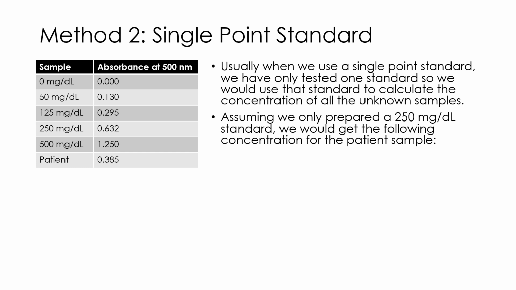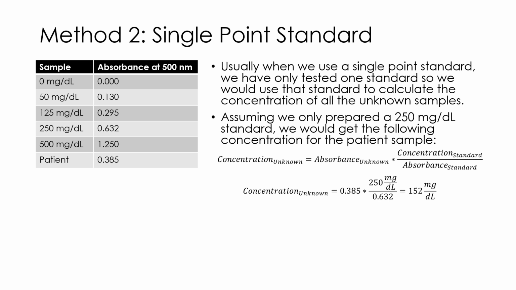Assuming we only prepared a 250 milligram per deciliter standard, we would calculate the concentration of our unknown samples using the following equation. This equation is derived from Beer's law. The concentration of the unknown is calculated by taking the product of the unknown's absorbance and standard's concentration divided by the standard's absorbance. Using the data from the 250 milligram per deciliter standard, we can calculate that the patient's glucose concentration is 152 milligrams per deciliter. The accuracy of these results are tied to how accurately we prepared and tested the standard.